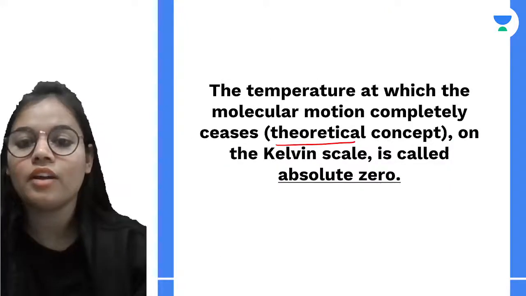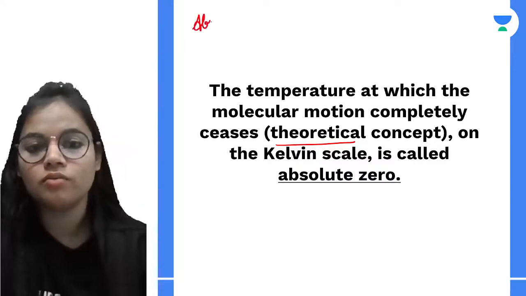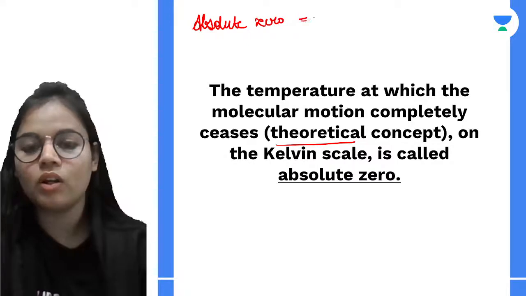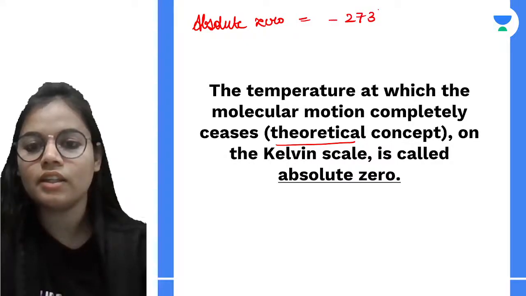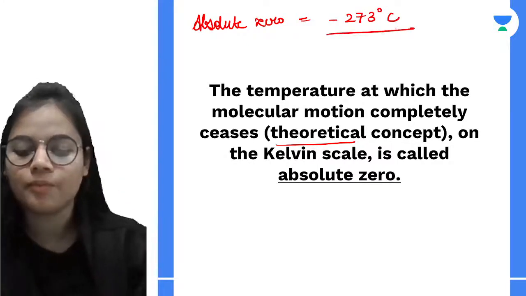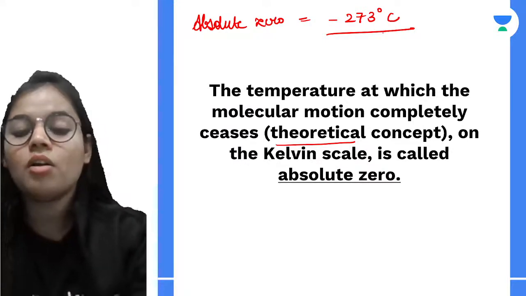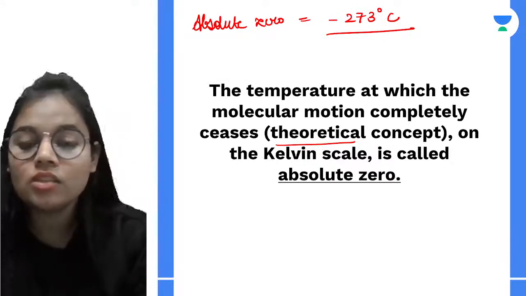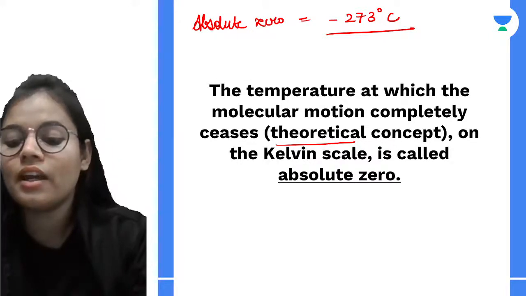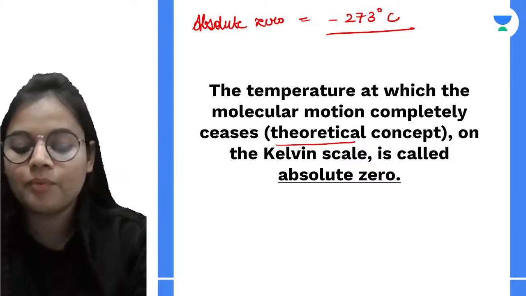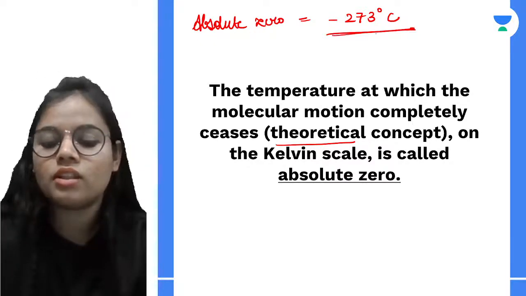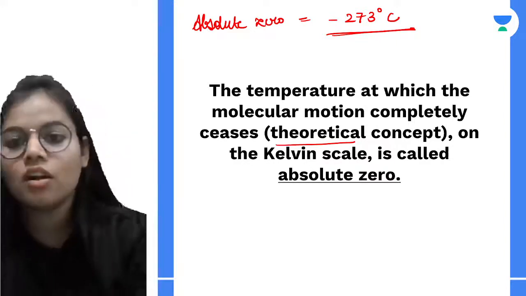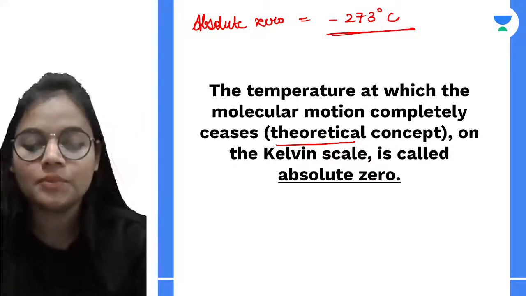Okay, now if I talk about the absolute zero, it is equal to minus 273 degrees Celsius. Now if I talk about temperatures lower than absolute zero, that is lower than minus 273 degrees Celsius, it is not possible. So absolute zero is equal to minus 273 degrees Celsius, and there is no temperature which is possible below this level.